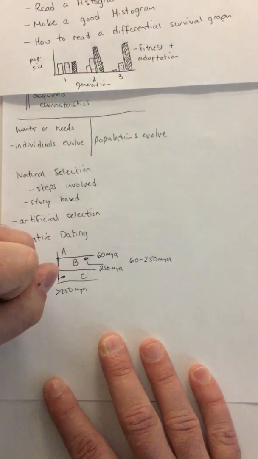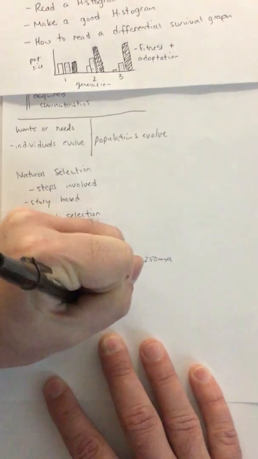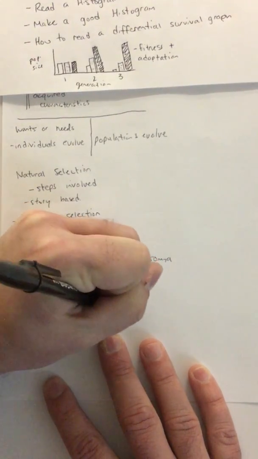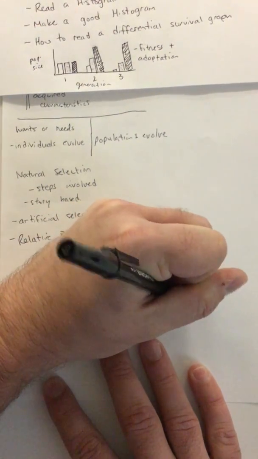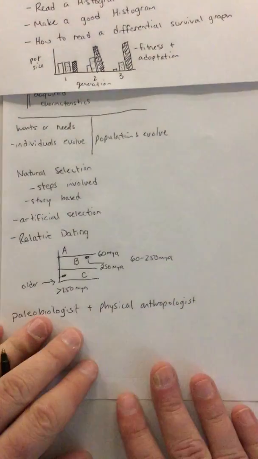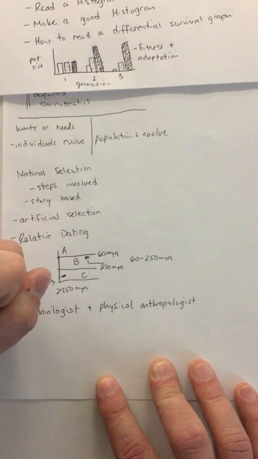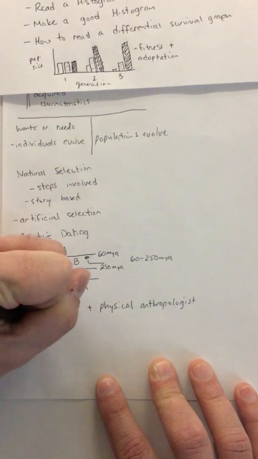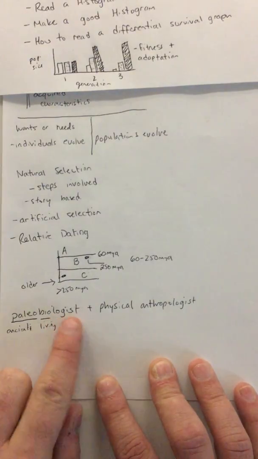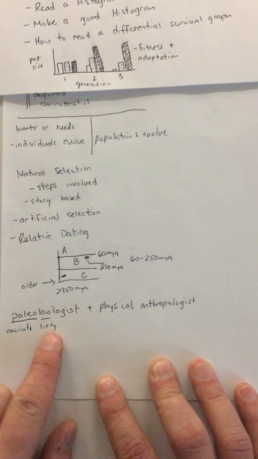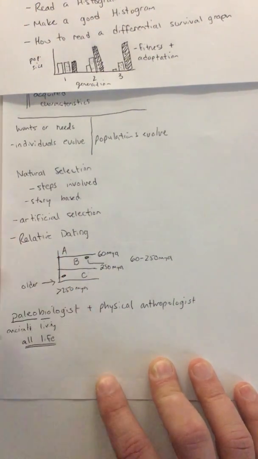Okay, you need to know a paleobiologist and a physical anthropologist. Paleobiologist, don't forget paleo means ancient. Bio means living. And logos means study of. So a paleobiologist is someone who studies ancient living things. So this is all life. Paleobiologists study all life.